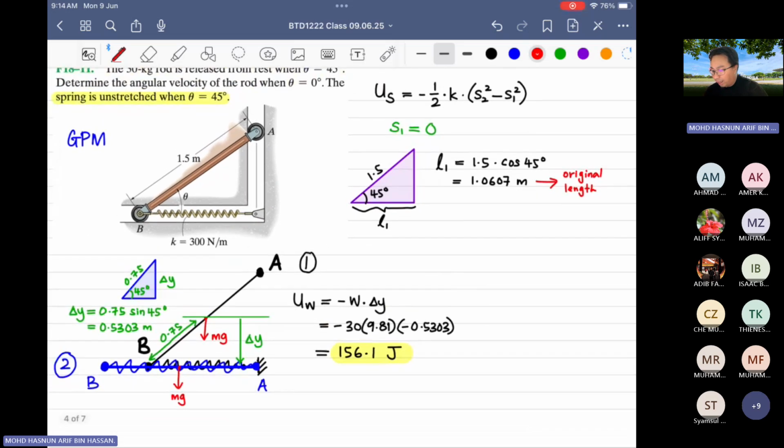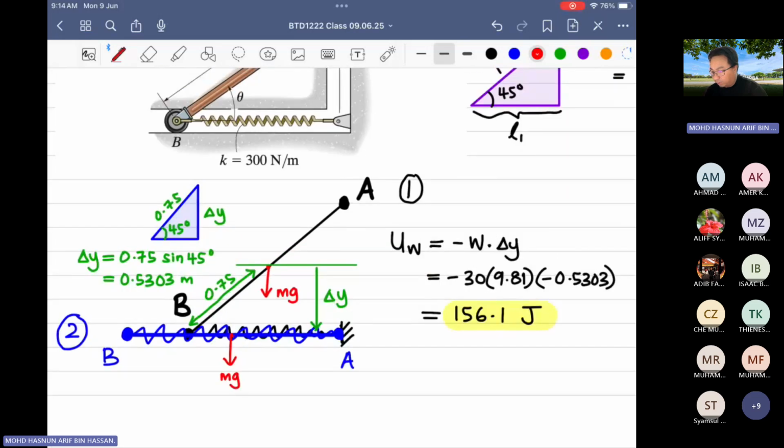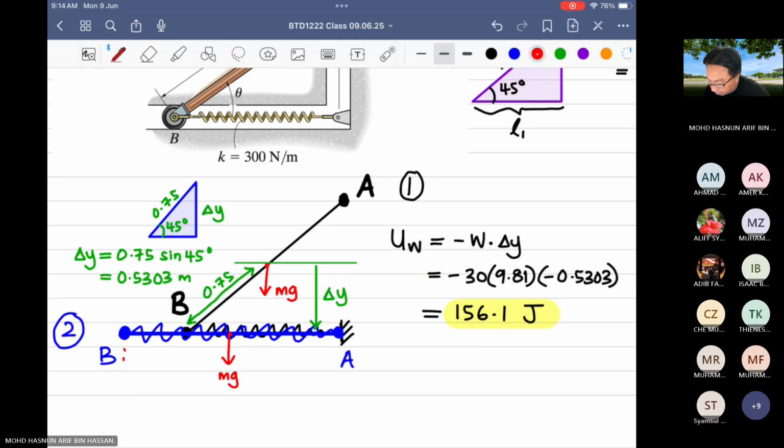Now we need to find L2. Okay, if we look at the question here, the figure here, L2 is this length. This is the length of the spring at the second position. So you should get L2 from here. This is L2, the length of the spring at the second position. So what is the value of L2? What do you think? What is the value of L2? Anyone? 1.5 meters. 1.5, exactly.